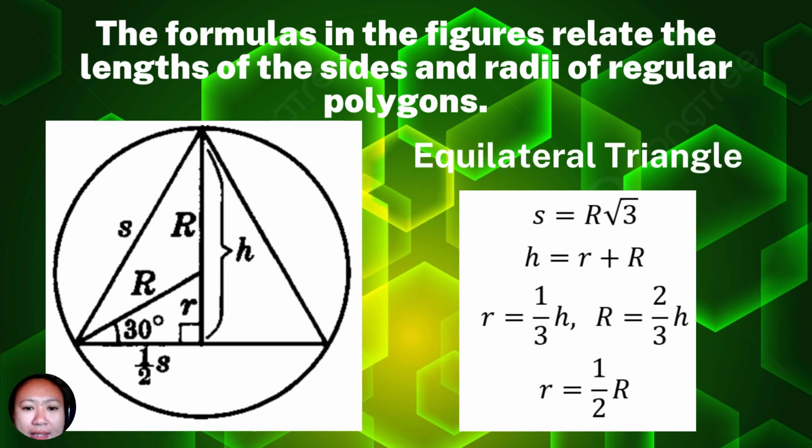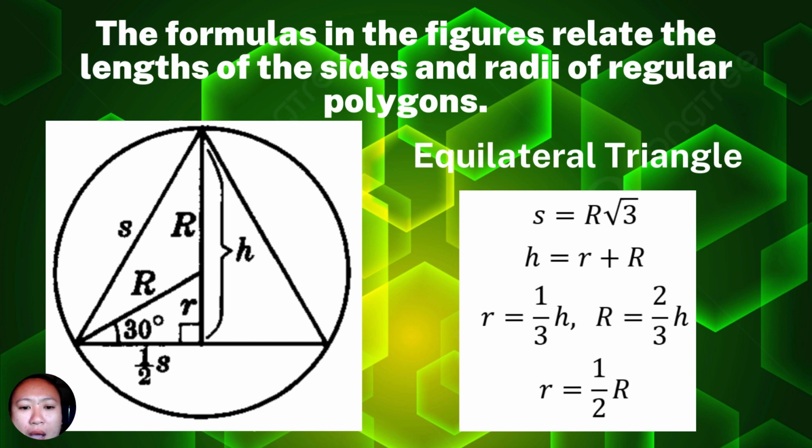Now for the equilateral triangle, as you can see in the illustration, to find the measures of the lengths and the radii, these are the formulas to be used. S is equal to R square root of 3. H is the altitude of our triangle. So H is equal to r, the apothem, plus R, the radius. Again, the apothem plus the radius is our altitude.